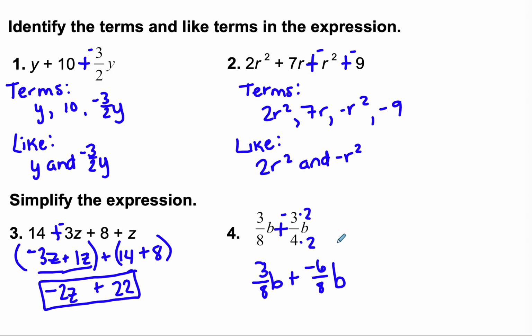Okay. I have different signs. I'm going to find the difference. So I'm doing 6 minus 3 is 3. It's going to be a negative because I have more negatives than positive. Denominator stays the same, -3/8 b is my simplified expression for that one.